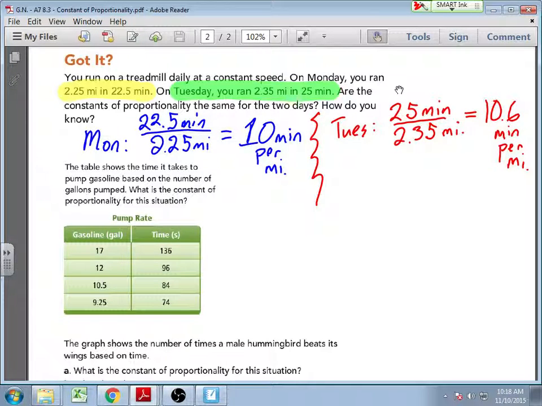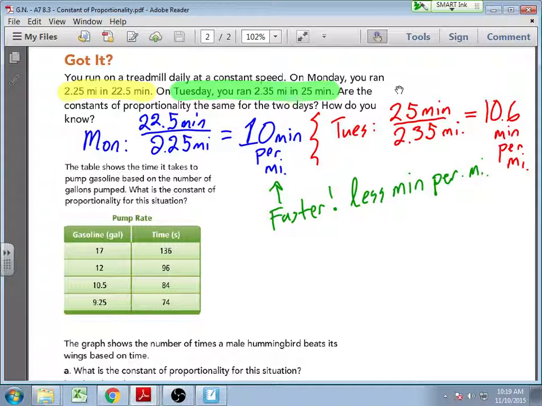Which day was faster? Monday. What's your justification, Peyton? Because you want your minutes to be lower. It's less minutes, like in golf. If you're talking speed, you want to be faster. You want to take less time to do the same thing.